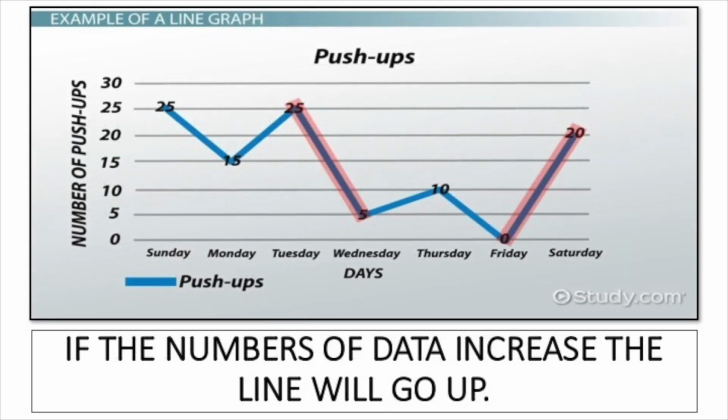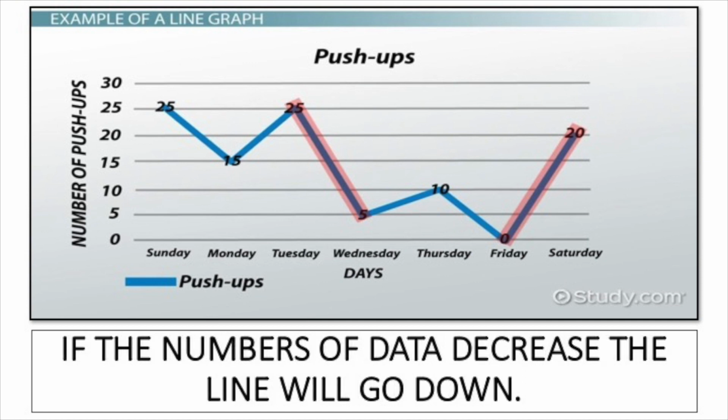If the numbers of data increase, the line will go up. And you can see here, the lines going up show the increase. For example, from 15 to 25, up.